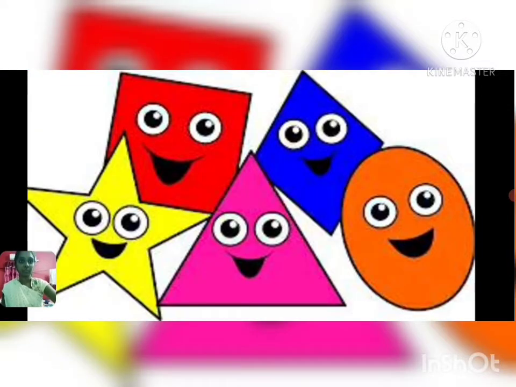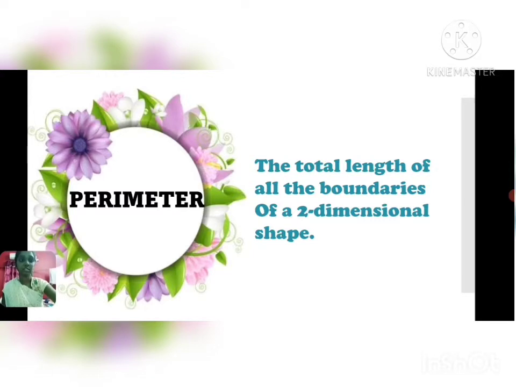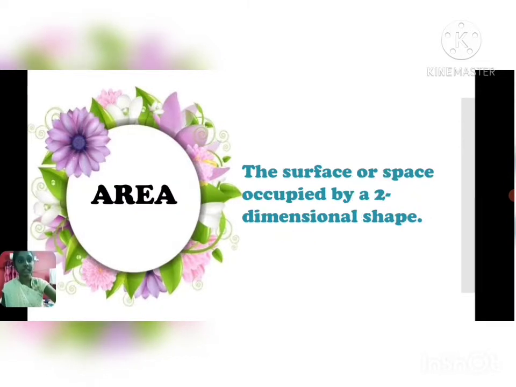Let's see. We know many shapes around us. All these shapes have a border or a boundary line. This is what is called the perimeter. The perimeter is the total length of all the boundaries of a two-dimensional shape. And area is the surface or the space occupied by a two-dimensional shape.